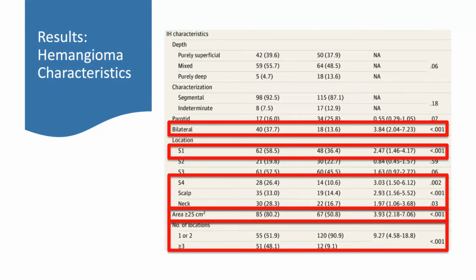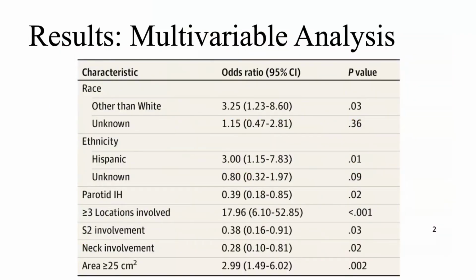All of these appeared to be associated with an increased risk of PHACE. But we did a multivariable analysis, which means that we tried to control for the effects that all of these different characteristics have on each other, to determine what's really the causes that we need to look at and the higher risk factors. So this outlines the p-value and odds ratios, meaning, for example, race other than white, they're 3.25 times more likely to have PHACE than someone who was white. And that p-value is less than 0.05, which means that it is statistically significant.